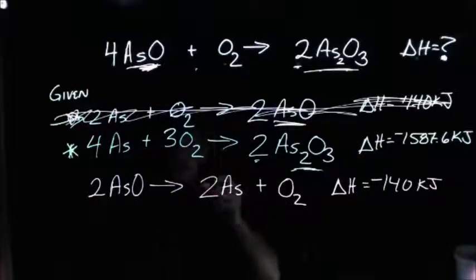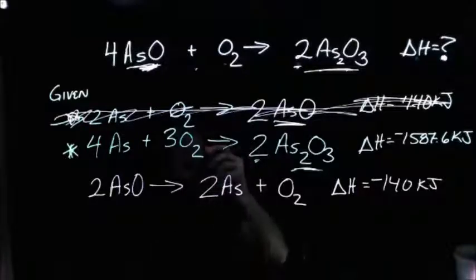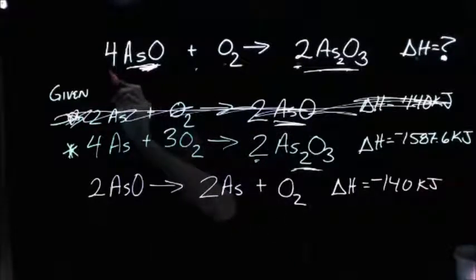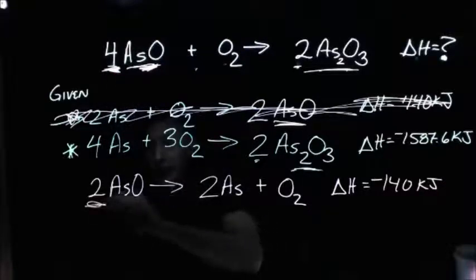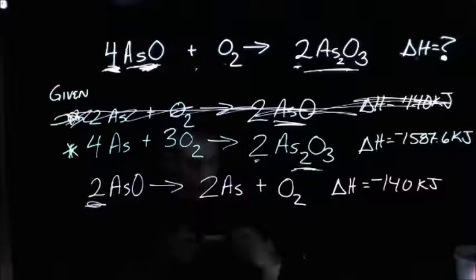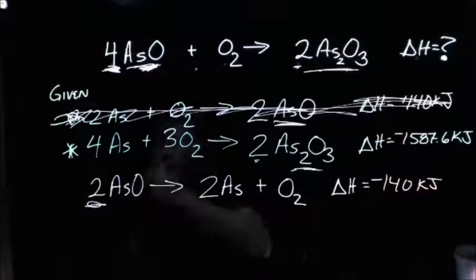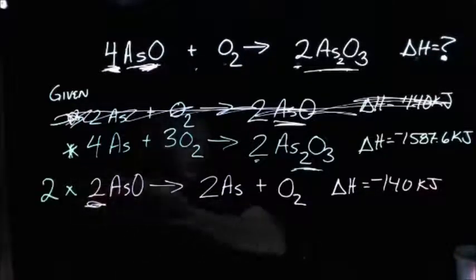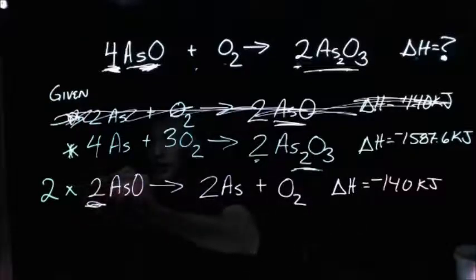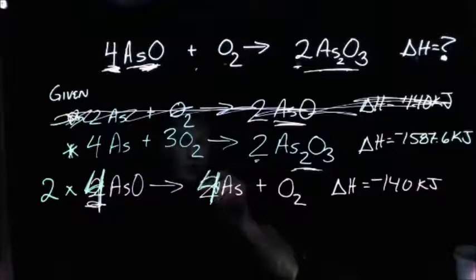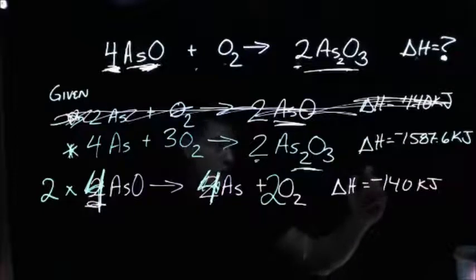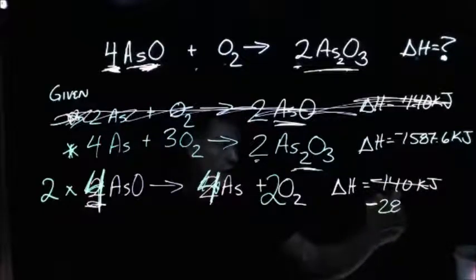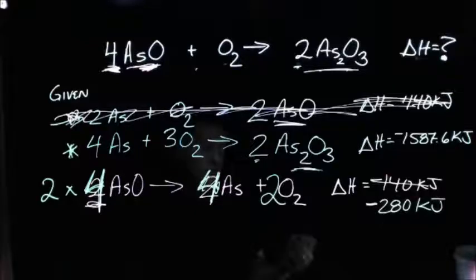Now when I look at this, I feel like we're on the right path, but notice it was 4 moles of arsenic monoxide, and here we only have 2 moles of arsenic monoxide. So what I'm going to do is I'm going to double this entire reaction. So we're going to make this a 4, this a 4, this is going to get a 2, and then this is going to double and become negative 280 kilojoules.